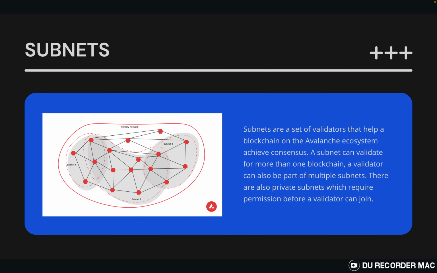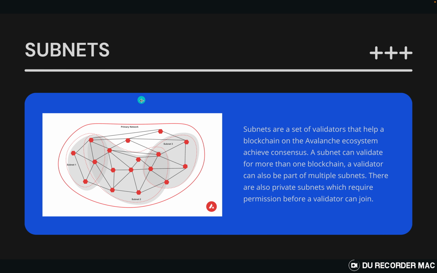They are called subnetworks. Now a subnet can validate for more than one blockchain. So a subnet can validate for more than one blockchain on the Avalanche ecosystem. A validator, that is a node that is in a subnet, can also be part of many subnets. Then there are also private subnets. So before we go into private subnets, let's take a look at this diagram.